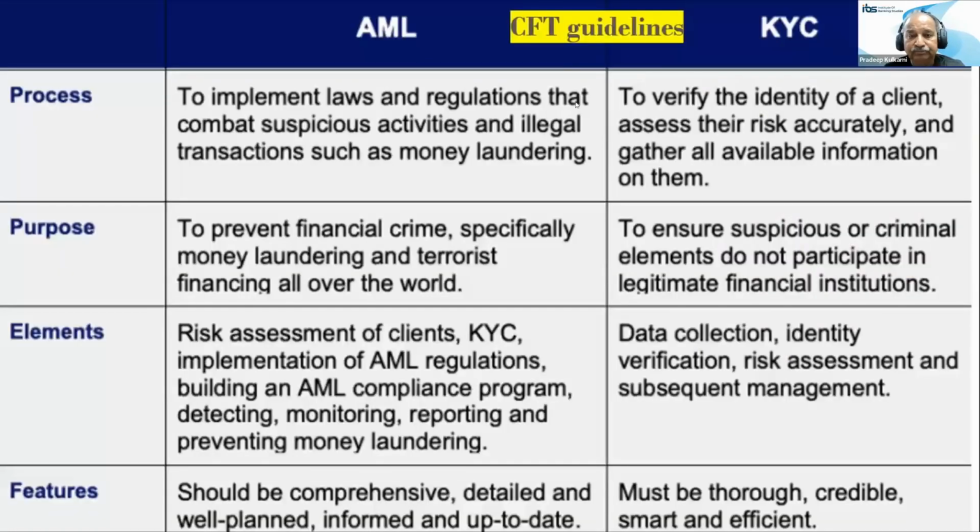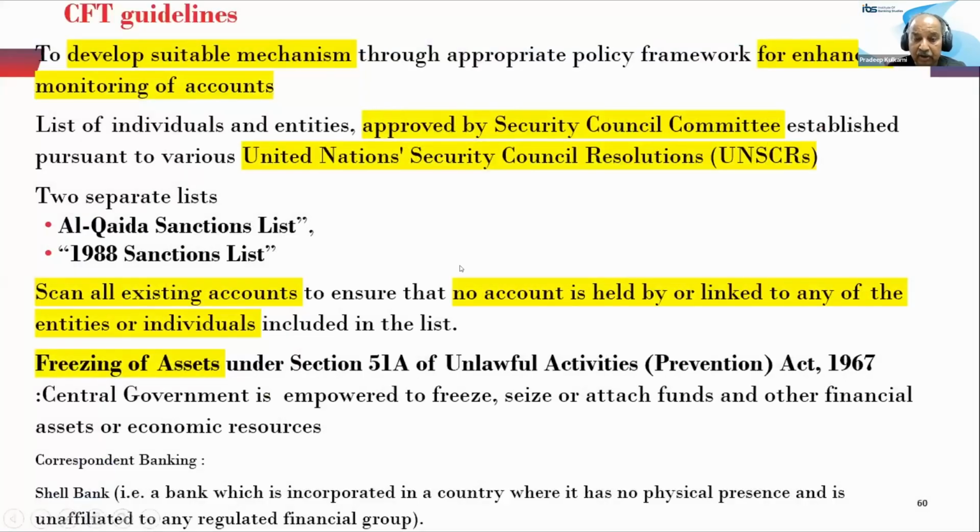Now, this is the big difference between these two, AML and KYC. I am sharing the presentation, so I don't want to read it out for you. These are the basic CFT guidelines, because in the examination, 3 to 4 and 4 to 5 get these questions. Normally AML means KYC AML, but it includes CFT guidelines. CFT guidelines means the sanction list, meaning the entities which are banned, treated as involved in terrorist activity. Al Qaeda sanction, 1988 sanction. And these two lists are given by the United Nations Security Council.